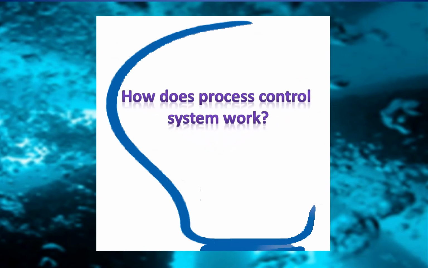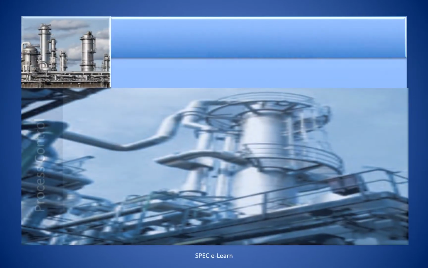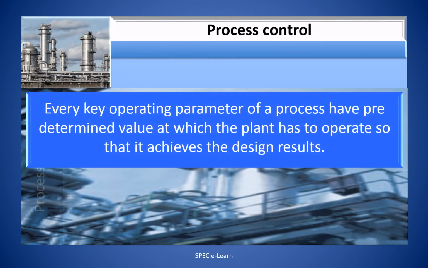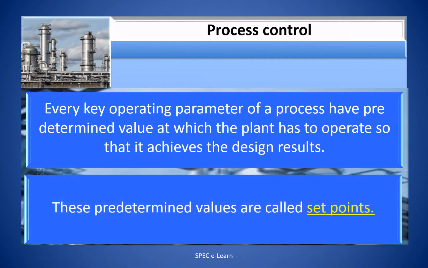How does the process control system work? Every key operating parameter of a process have a predetermined value at which the plant has to operate so that it achieves the desired results. These predetermined values are called set points.